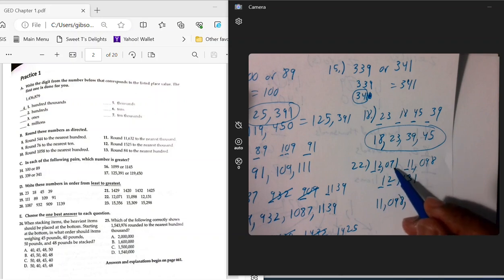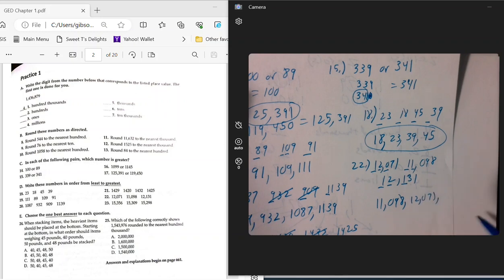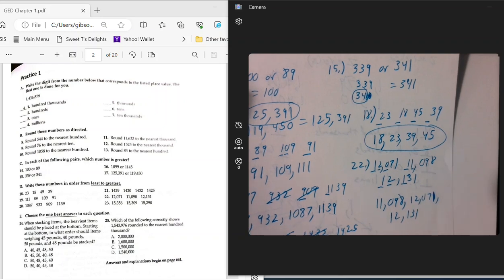Okay, so our next smallest value. If you notice, the first 2 digits are the same. We go to the third digit. We have 0 and 1. We know 1 is larger than 0. So our next value will be 12,071. And then our last value would be the 12,131. So that took care of problem 22.